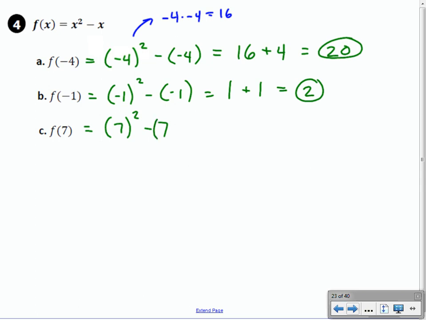When we plug in 7, 7 squared is 49, and then I'm subtracting 7 from that, so we get 42. So you get the idea. We're plugging in the given x value to find what the y value is at that particular x value.